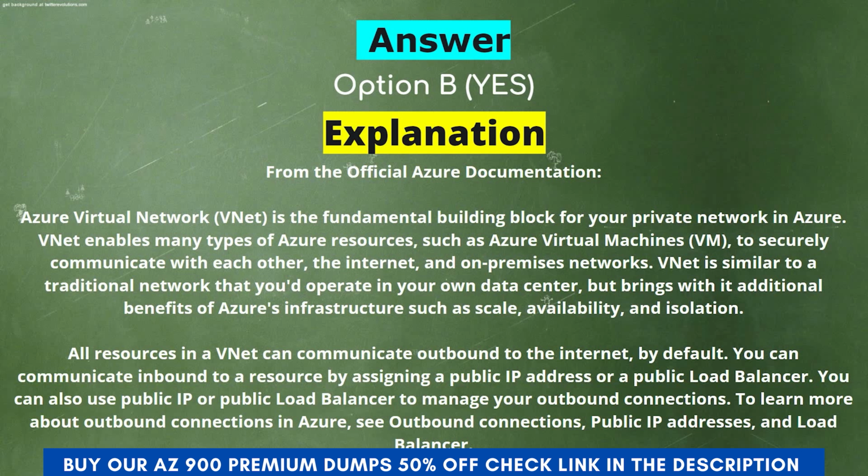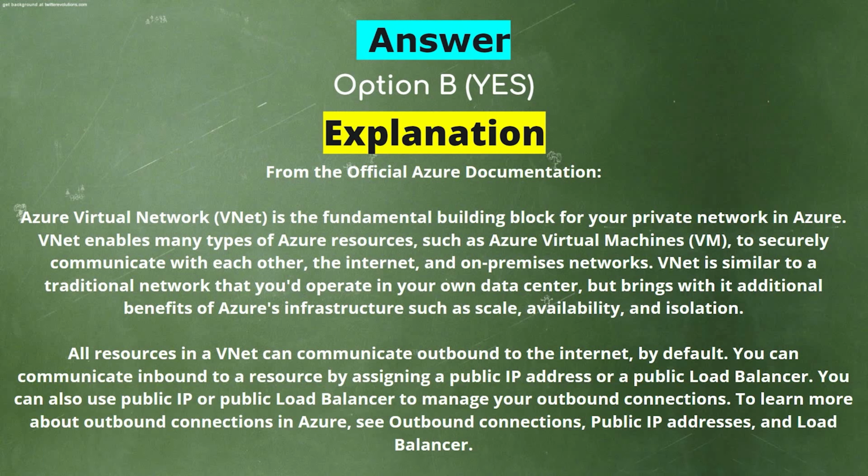All resources in a VNet can communicate outbound to the internet by default. You can communicate inbound to a resource by assigning a public IP address or a public load balancer. You can also use public IP or public load balancer to manage your outbound connections. To learn more about outbound connections in Azure, see Outbound Connections, Public IP Addresses, and a Load Balancer.